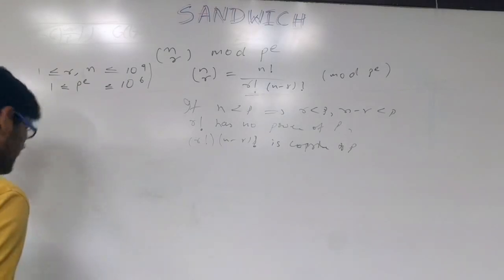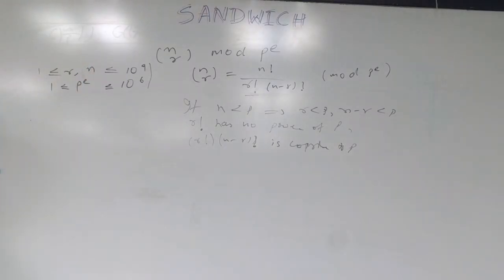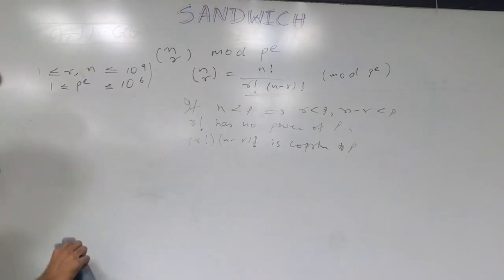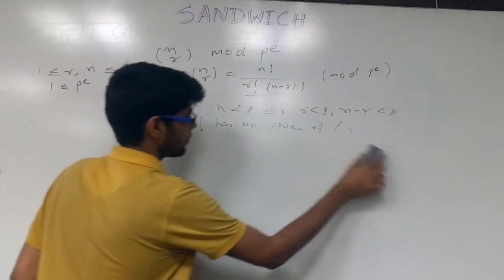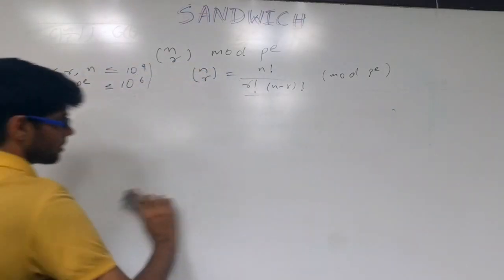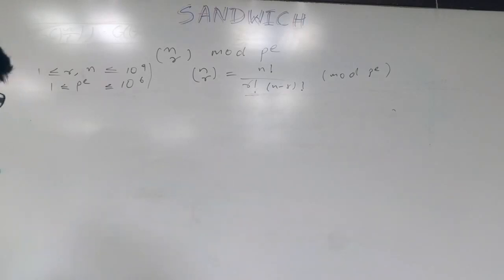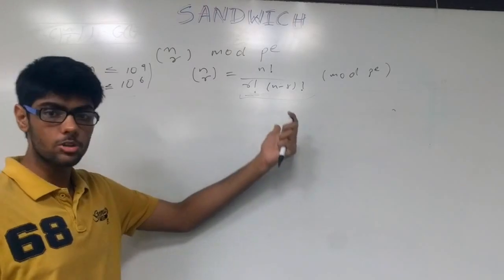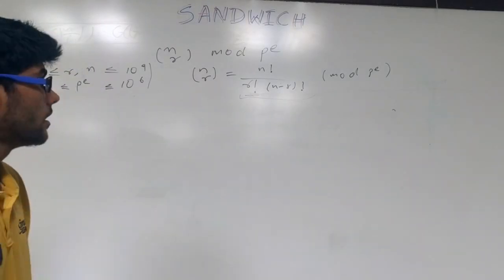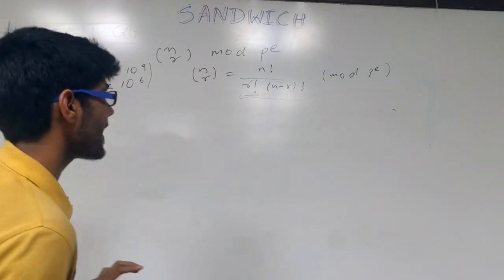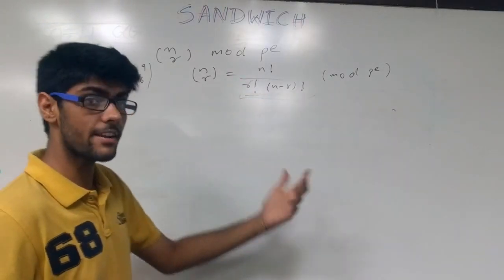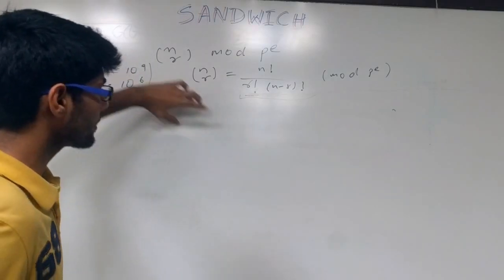But if we see the constraints, n can be greater than P. So the real problem is when n is greater than P, what should we do? What we want is to make the denominator co-prime to P, because the problem is when the denominator is not co-prime to P and we are unable to take the inverse. So we extract all the powers of P from the denominator, we extract all the powers of P from the numerator, and then we multiply with that particular power.